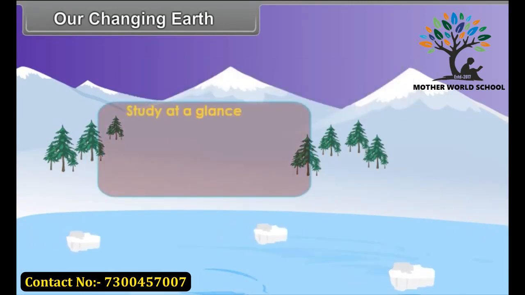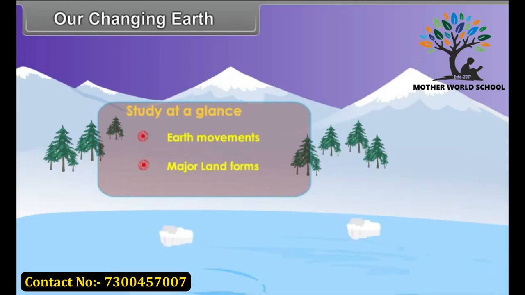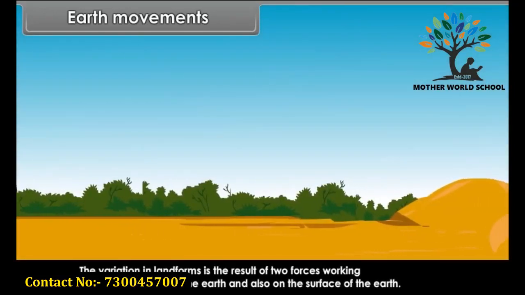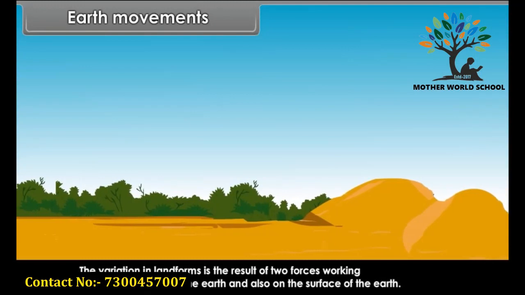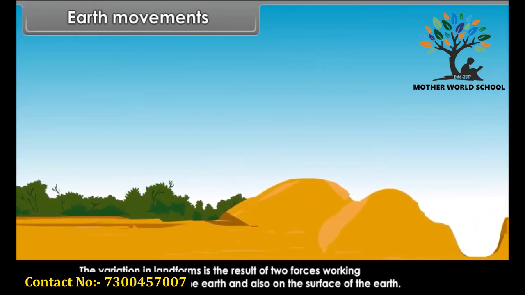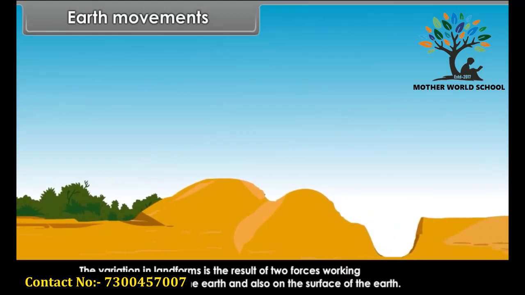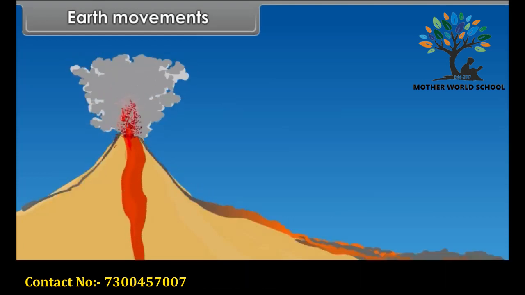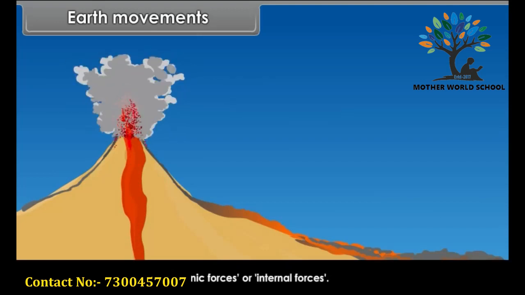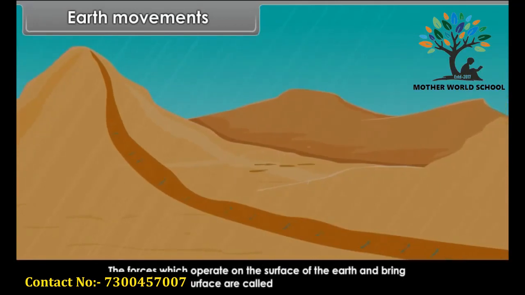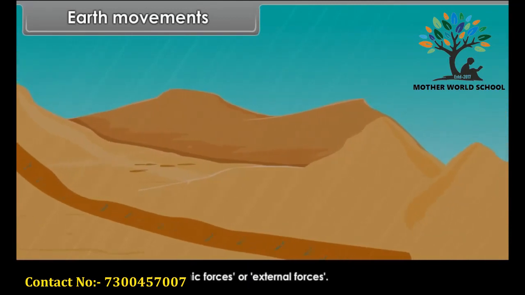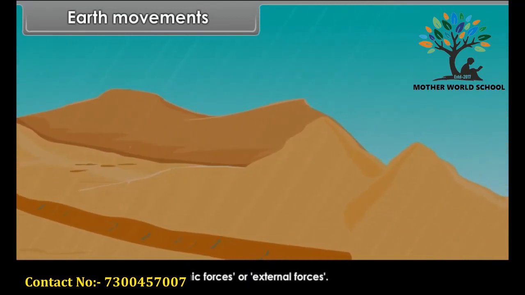Study at a glance. Earth movements. Major landforms. Earth movements. The variation in landforms is the result of two forces working simultaneously inside the Earth and also on the surface of the Earth. The forces which originate inside the Earth and bring changes on the surface of the Earth are known as endogenic forces or internal forces. The forces which operate on the surface of the Earth and bring changes on the surface are called exogenic forces or external forces.